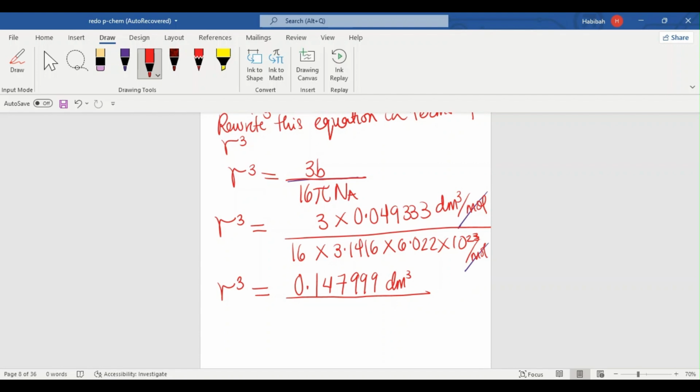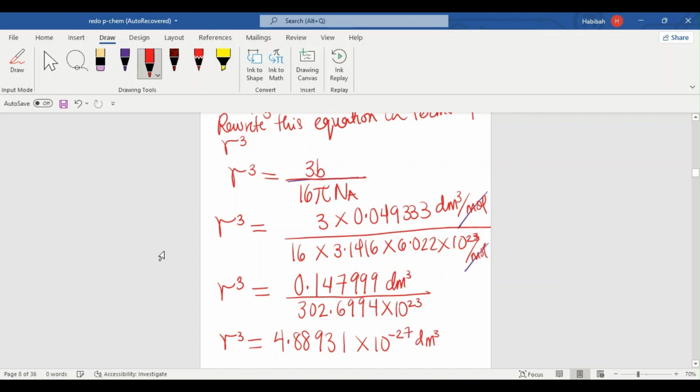When you multiply the information in the denominator, you end up with 302.6994 times 10 to the power of 23. Of course, we're going to further divide this. So 0.147999 decimeter cubed divided by 302.6994 times 10 to the power of 23 will end up giving you 4.88931 times 10 to the power of negative 27 dm cubed.